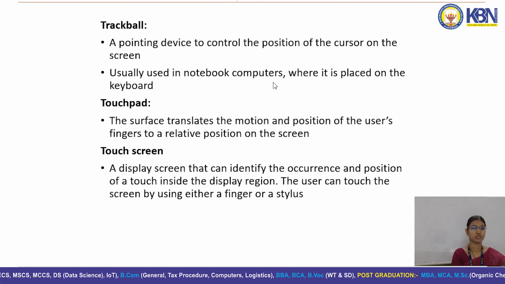Next, coming to input devices, the trackball. It is a pointing device to control the position of the cursor on the screen. It is usually used in notebook computers and is placed on the keyboard. The next input device is the touchpad. It can translate the motion and position of the user's finger to a relative position on the screen.